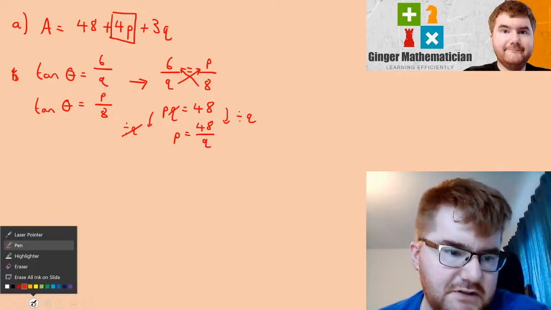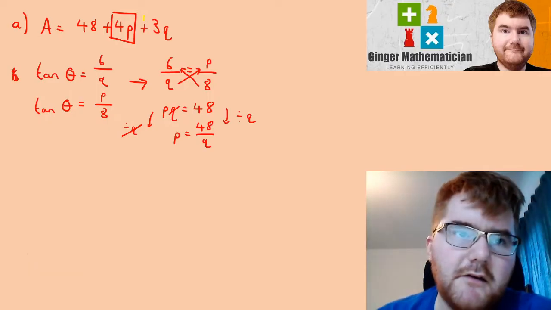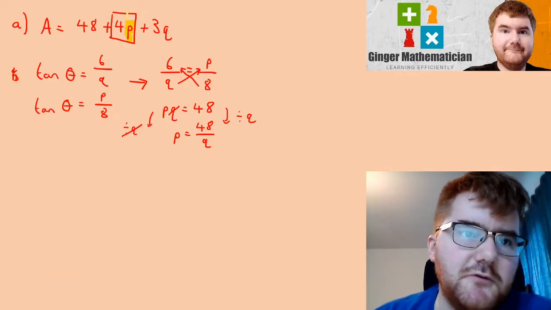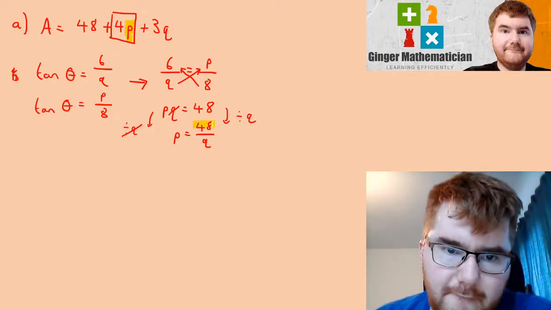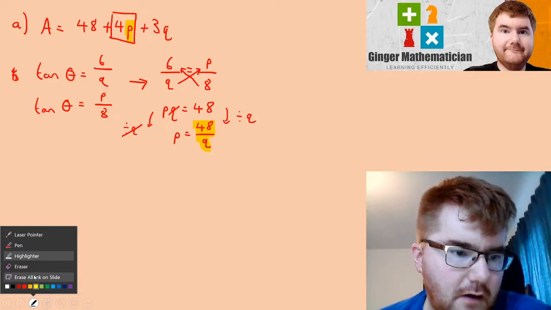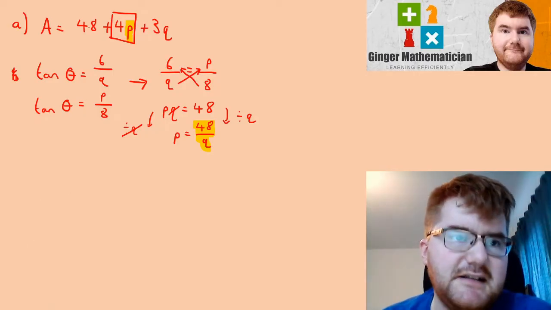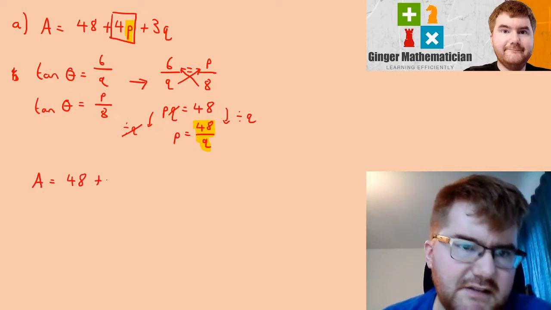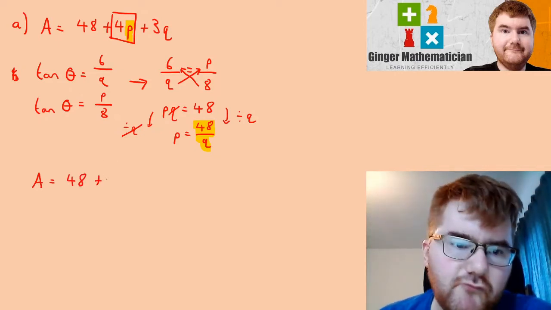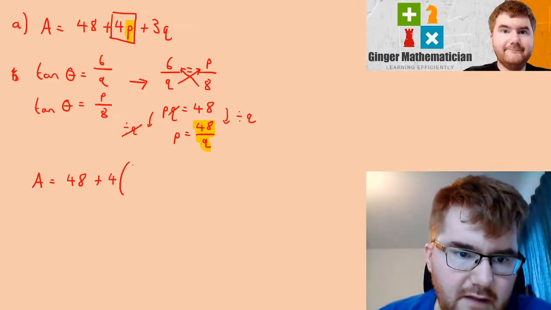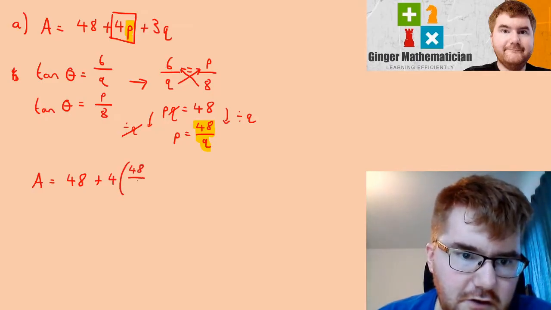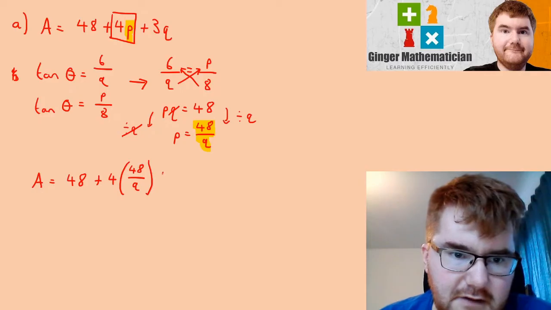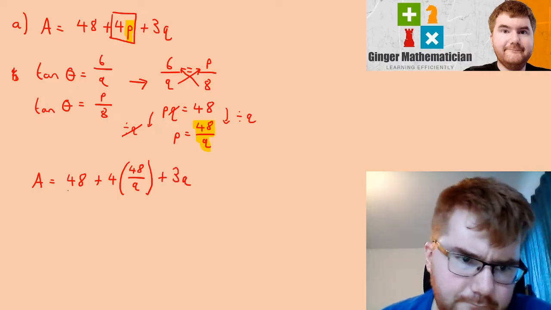At this stage, I'm just going to get my highlighter out here. I'm going to replace the p in my initial formula with 48 over q because they're both equal to p. So I'm just going to write exactly the same equation up here. So A is equal to 48 plus, now wherever I see a p, I can replace it with a 48 over q, keeping everything else the same.